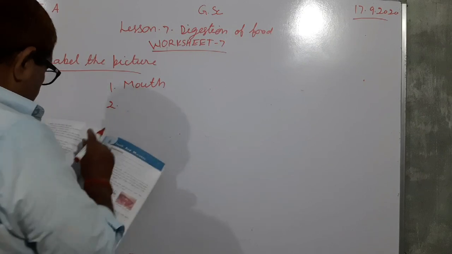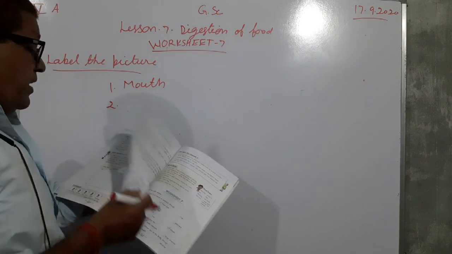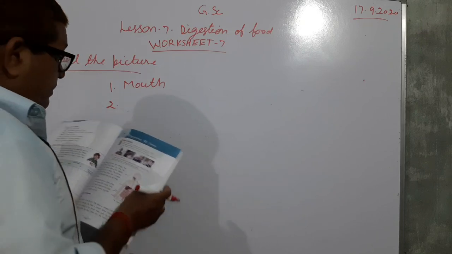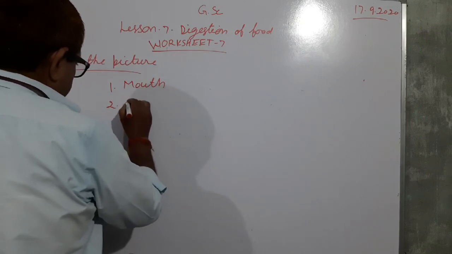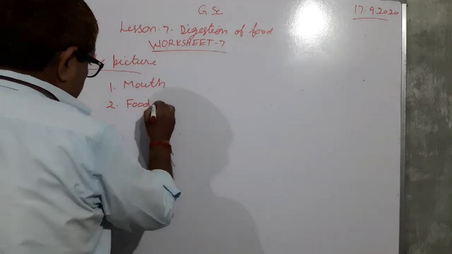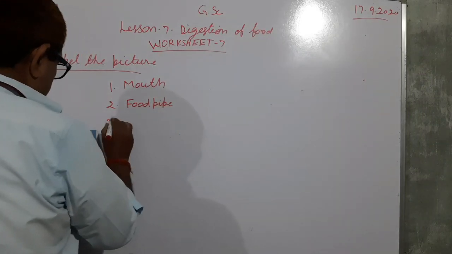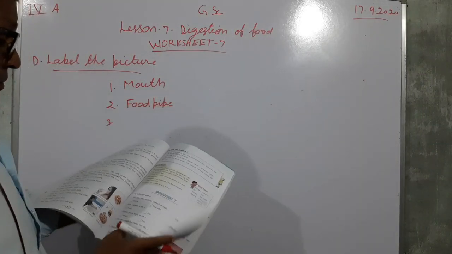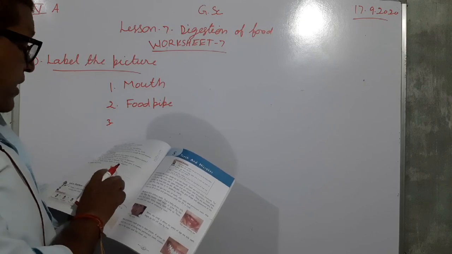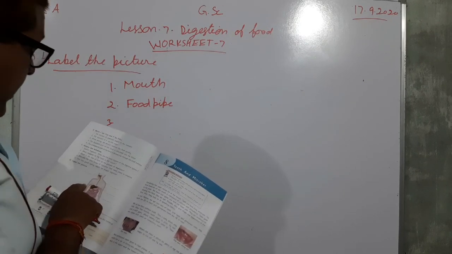What is this? This is the food pipe. You see here that is the diagram. This is food pipe. And third you see here. This is the liver.